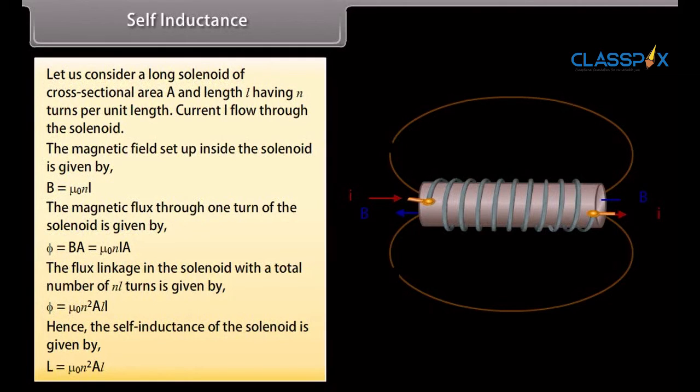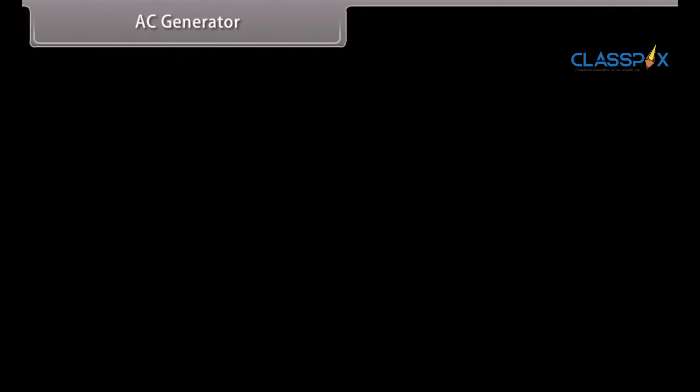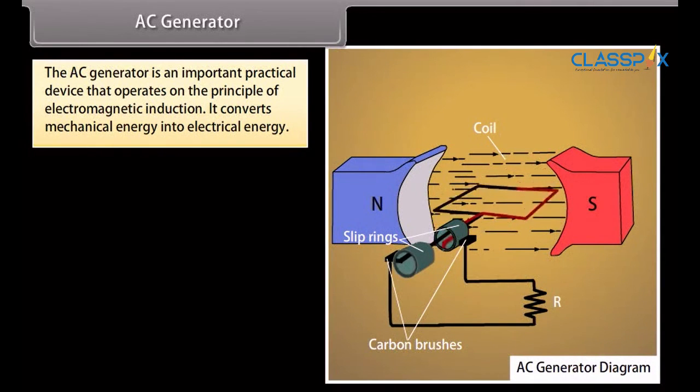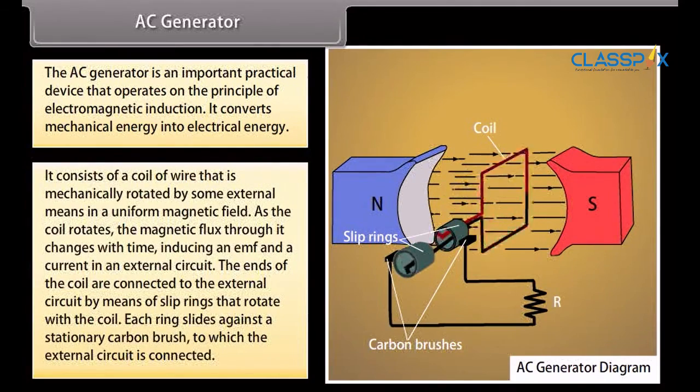AC generator. The AC generator is an important practical device that operates on the principle of electromagnetic induction. It converts mechanical energy into electrical energy. It consists of a coil of wire that is mechanically rotated by some external means in a uniform magnetic field. As the coil rotates, the magnetic flux through it changes with time, inducing an EMF and a current in an external circuit. The ends of the coil are connected to the external circuit by means of slip rings that rotate with the coil. Each ring slides against a stationary carbon brush to which the external circuit is connected.